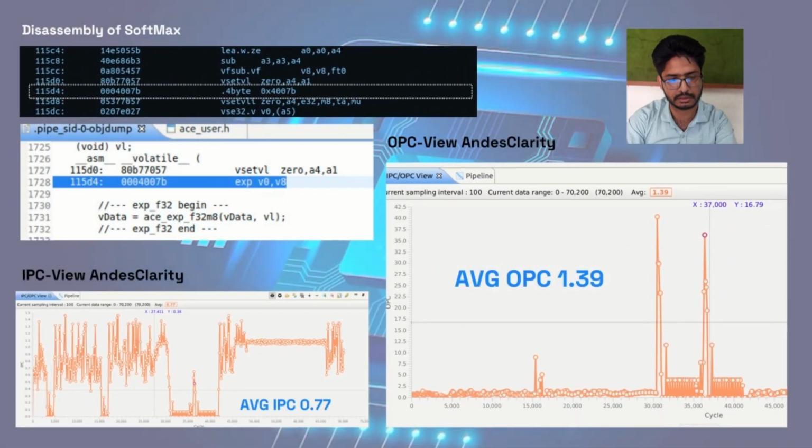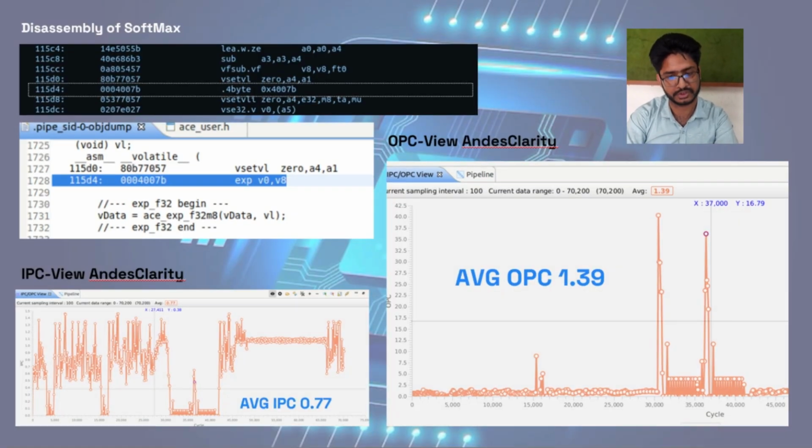In the disassembly of the softmax function, we traced the custom instruction for the exponential calculation. The opcode was 0x4007b. We used the IPC viewer to find this instruction, and you can see the average IPC was 0.77. From the OPC viewer, we can see average OPC was 1.39, which indicates good vectorization of the custom instruction for exponential calculation.